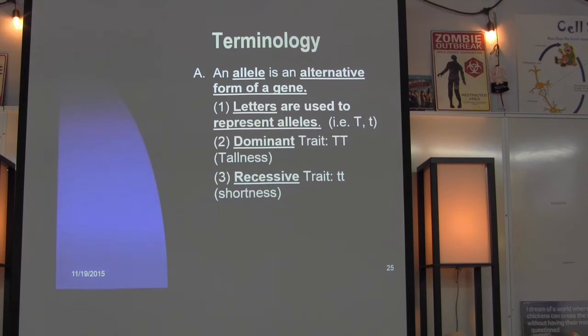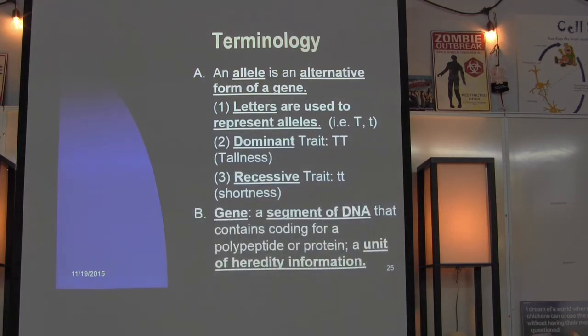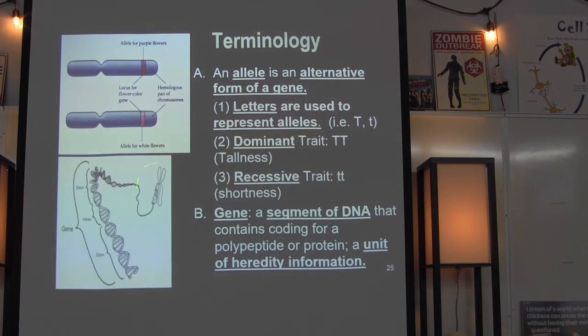And then putting that all together, you have a gene. A gene is a segment of DNA. In fact, there's the picture. There's DNA, and it says right there, gene. Once again, that's the chromosome. You unwind it, and you get the double helix. A gene is a segment of DNA that contains coding for a polypeptide or a protein. So remember, DNA says, I want this protein, and then RNA goes out and makes that protein. A gene is also called a unit of heredity information because it's passing on things that you inherit, specific traits.